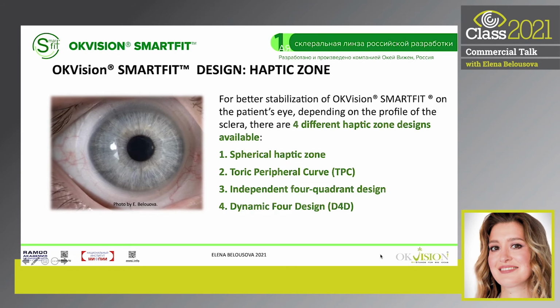And now what we can do for better alignment of the edge in the OKVision SMARTFIT design. For better stabilization of OKVision SMARTFIT design lenses on the patient's eye, you can choose one of the 4 different haptic zone designs which are available now. First, spherical haptic zone; the second, toric peripheral curve; the third, independent for quadrant design; and the last one, dynamic for design.